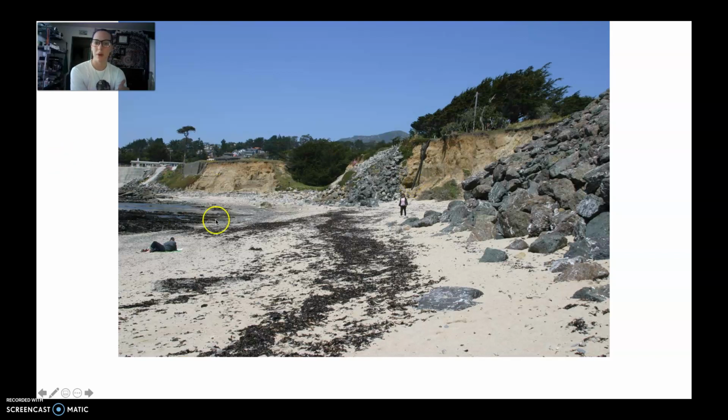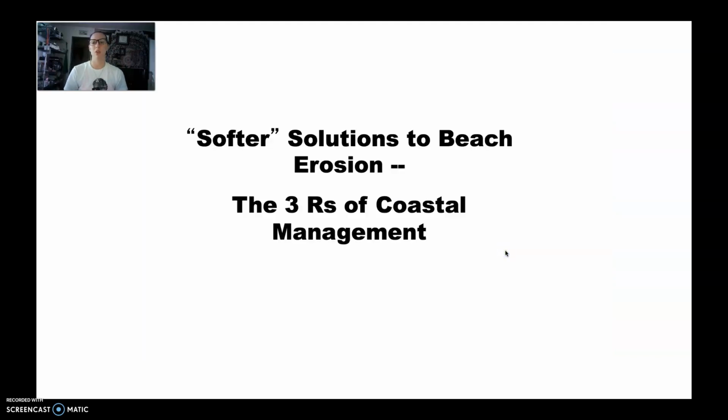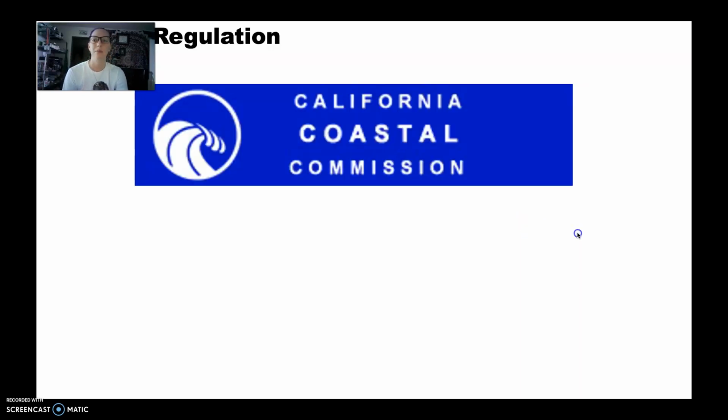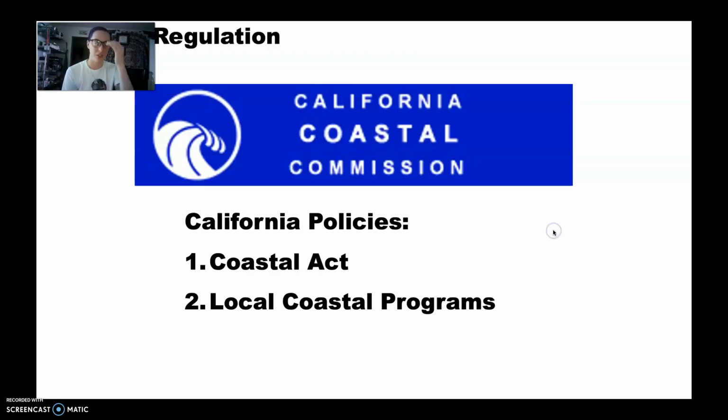Then lastly, what I want to just chat about here, so those are ways that we put something in place to hopefully alleviate any further erosion. There are some softer solutions to beach erosion, what we call the 3 R's of coastal management. So the first one is regulation. So there's some California policies put in place. There's the Coastal Act and some various local coastal programs.